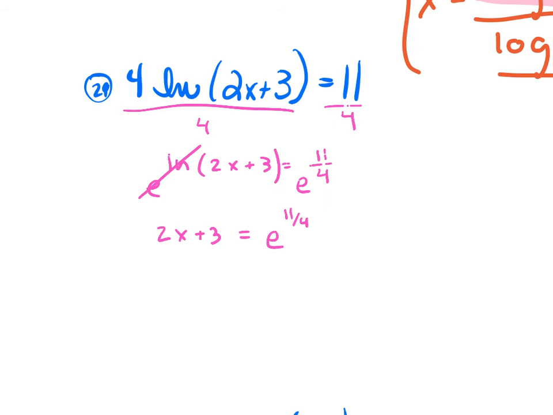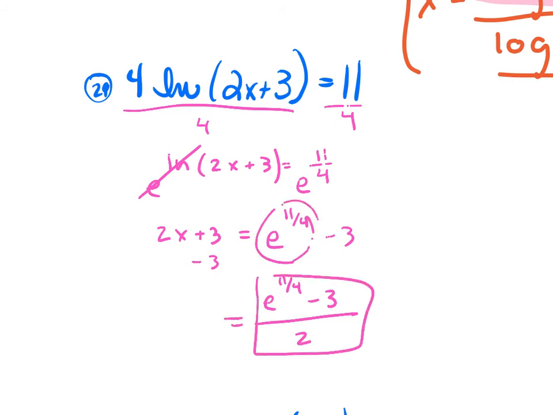So subtract 3. So e to the power of 11 over 4 minus 3, and then we divide by 2. So we just put all of this into the calculator. If you want to just put this into the calculator, subtract 3, just do each step at a time in the calculator. It's probably easier than putting all of it at once. So what do we get for x?